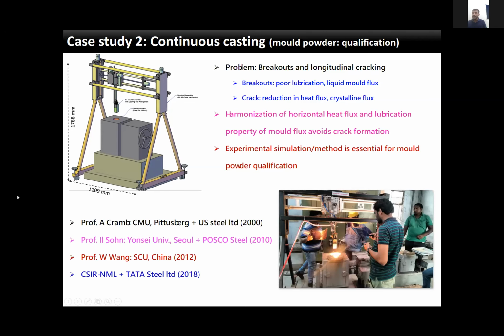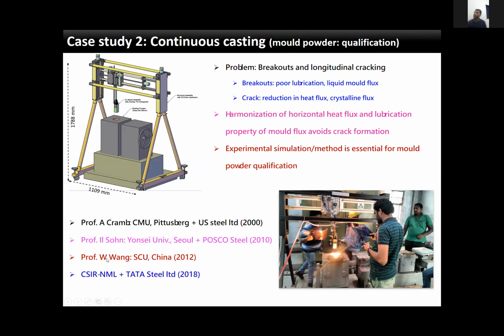It was basically introduced by Professor A. Cramb at Carnegie Mellon University in Pittsburgh, in association with US Steel, around the year 2000. And in 2010, Professor Il Sohn of Yonsei University, Seoul, conducted work on a larger scale, with a 200-300 kg induction furnace, and the same setup was established around 2010.